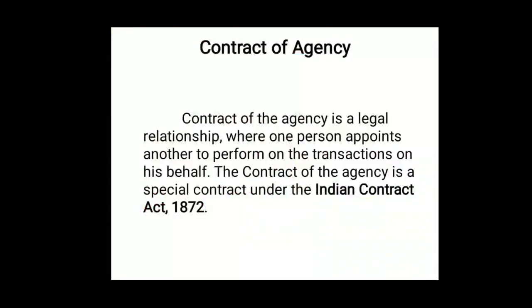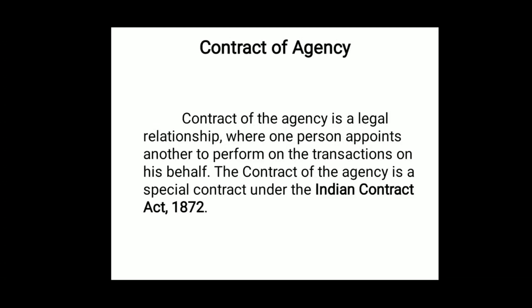Okay. So today we will go for another topic, which is known as a contract of agency. I hope you are able to see the meaning here. It is a legal relationship where one person appoints another to perform transactions on his behalf. And under your Indian Contract Act 1872 it is counted as a special contract.